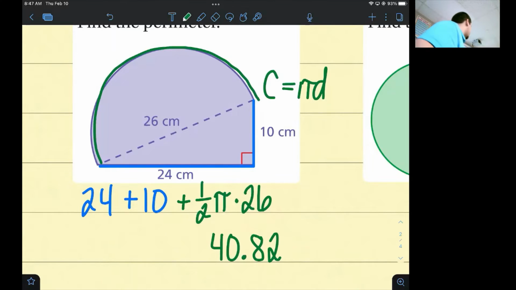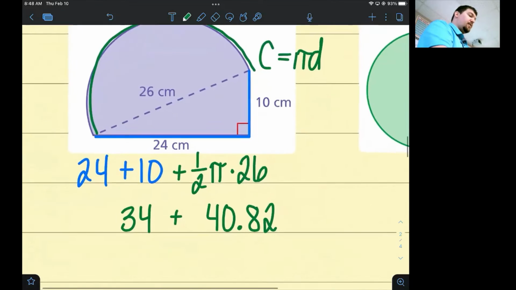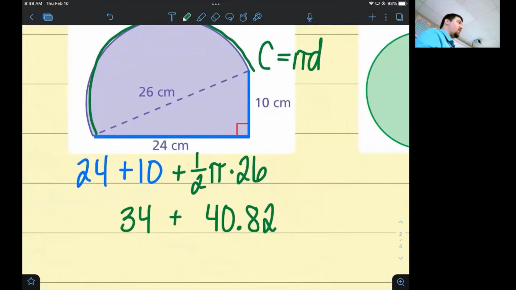Okay. All right, so I know that the curved section here, and again, we took half of that. We took pi times 26 and then we took half of that is 40.82. Now I know the third side. I already know the other two sides are 24 and 10. Sierra, what's 24 plus 10? 34. So I know the other two sides out of the 34, and I'm just going to find this total perimeter now. 34 plus 40.82. Sierra, I'm going to come back to you. What's 34 plus 40.82?